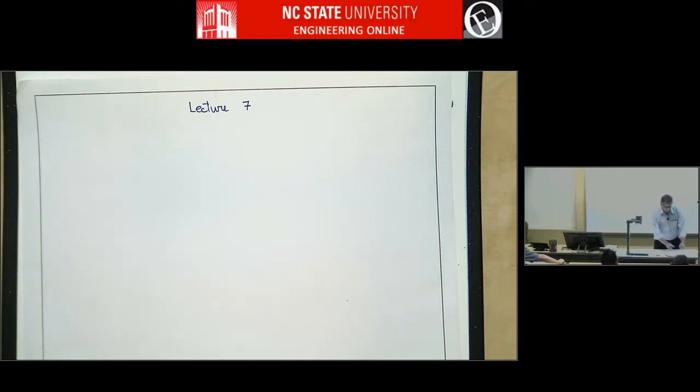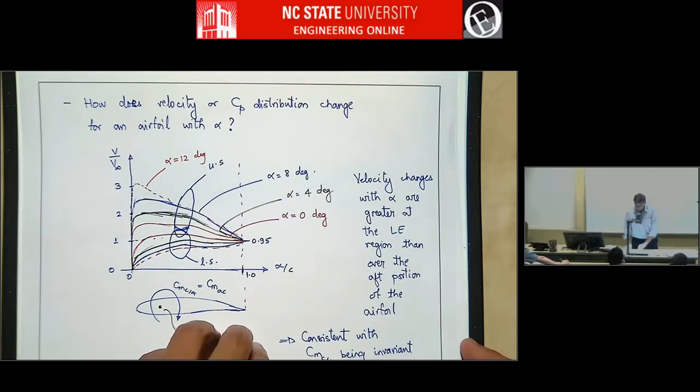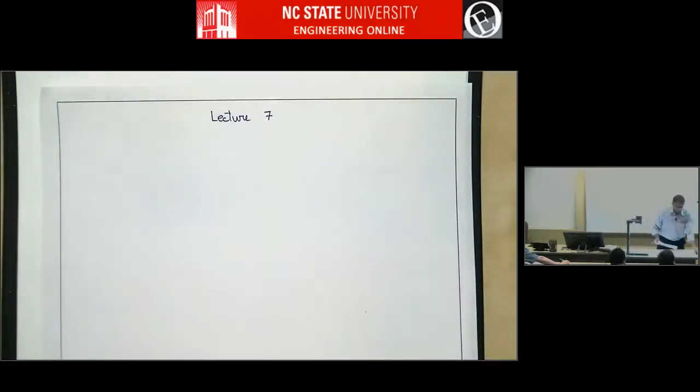Okay, so last class where we stopped, we talked about how velocity distributions vary with angle of attack for an airfoil. And we talked about how the pitching moment about the aerodynamic center is a constant, it doesn't change with angle of attack, and that is associated with how the velocity distribution changes along the airfoil. It changes much more rapidly near the leading edge as you increase angle of attack than at the trailing edge.